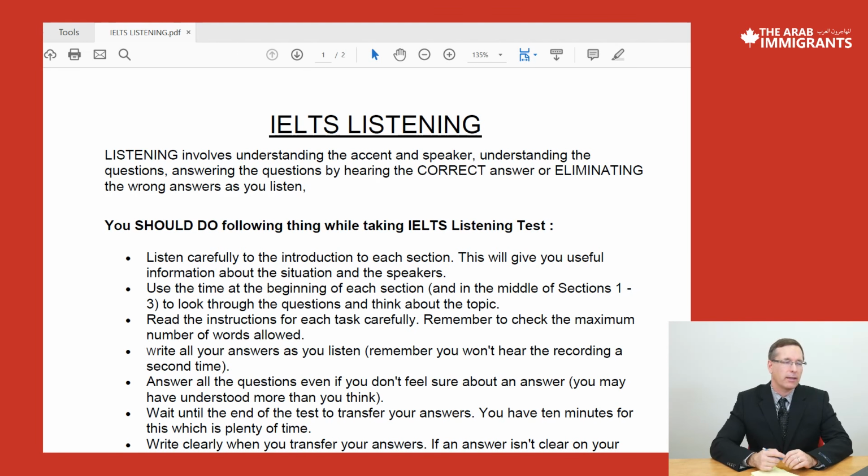Secondly, use the time at the beginning of each section. They will give you a few seconds, and you want to look through the questions and think about the topic. Many IELTS experts, including myself, recommend that as you look through the questions, you circle or underline the key words, and that will give you an idea of what you're listening for.